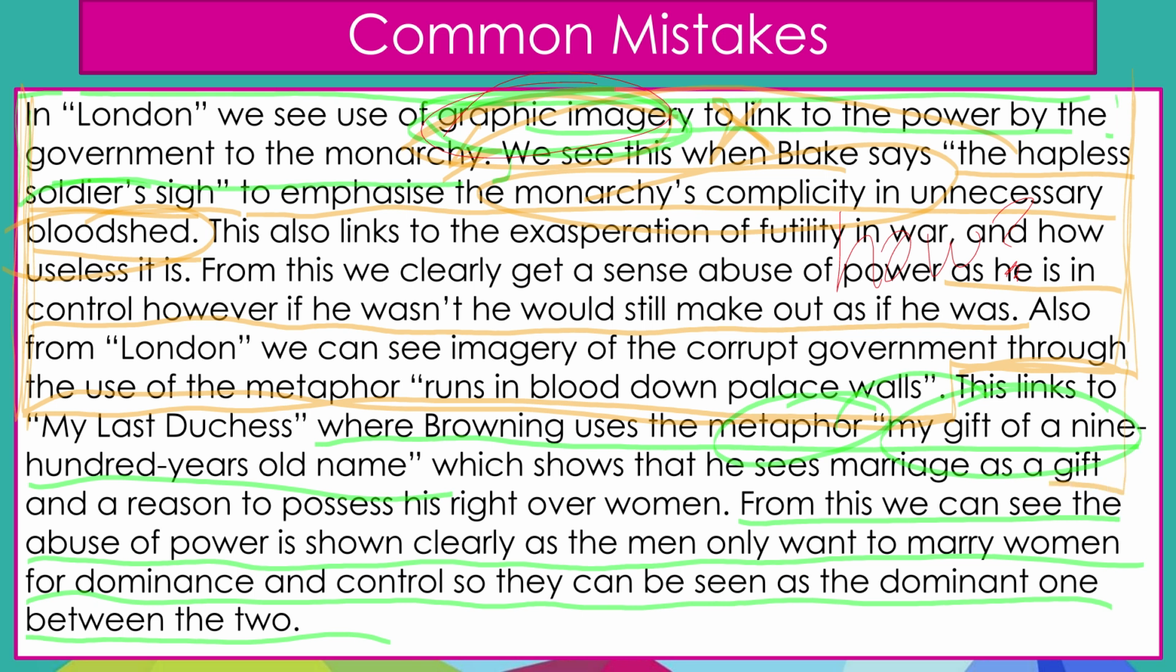If this is the link phrase, the bit that links the two poems together, can you see that there's actually no link there? This paragraph is talking about graphic imagery and the monarchy being complicit in unnecessary bloodshed. When you link to your next poem, there are one of two things. Either that it is also showing something about the monarchy being complicit in unnecessary bloodshed, or that it's used graphic imagery. One of those things has to link here, because otherwise they're essentially two separate paragraphs. Hopefully that makes some sense.